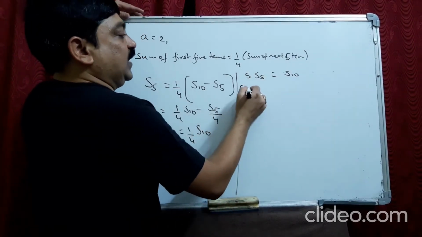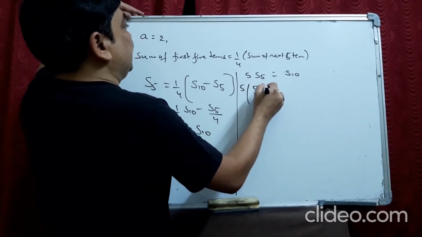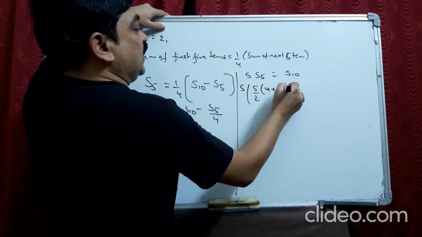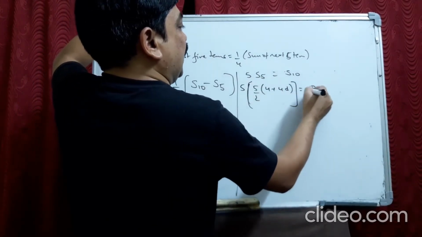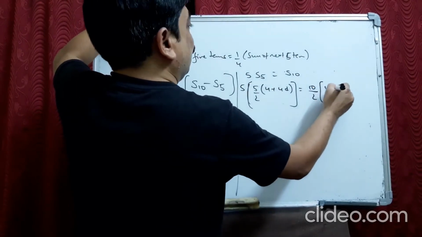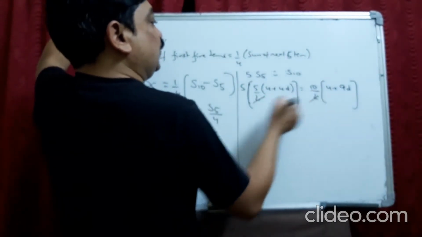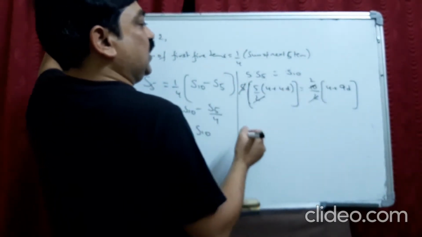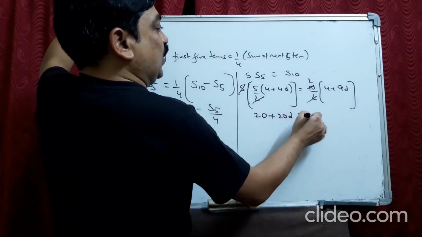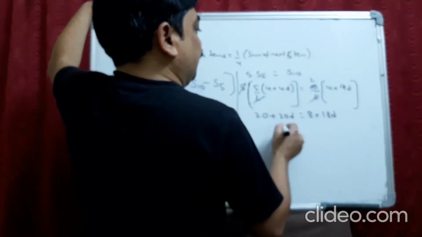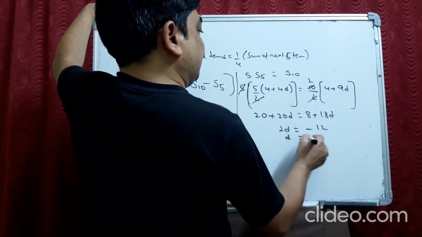Formula for S5: n by 2 of 2a plus n minus 1 into d. 2a means 2 into 2, 4, so 5 into 5 by 2 of 4 plus 4d is equal to 10 by 2 of 2 into 4 plus 9d. You can cancel 2, you can cancel 5 with this, and let us multiply inside. It becomes 20 plus 20d is equal to 8 plus 18d. Bring it here, 2d is equal to minus 12, d is minus 6.